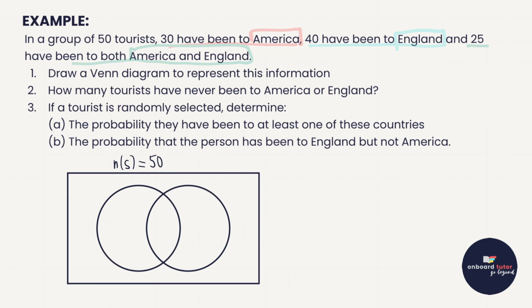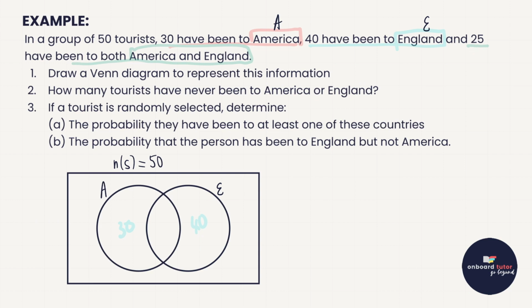Okay, now I've got 2 events. I've got America and I've got England. And so I'm going to name this one America and this one England. Now I've got to do some work. 30 have been to America, so we might be tempted to say, oh, we'll just put 30 in there. 40 have been to England. But have a look what's happened to my total now. 30 plus 40 is 70. So I'm sitting with too many tourists. So that is not the right strategy. But let's keep it there just to guide us.